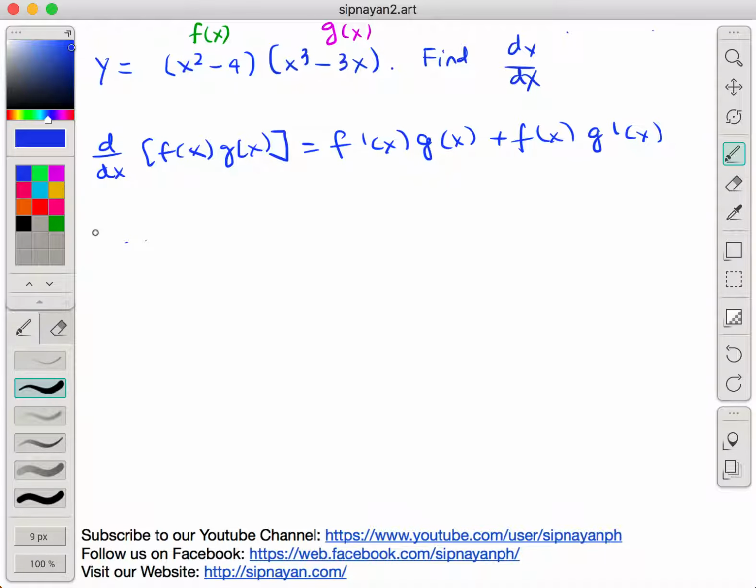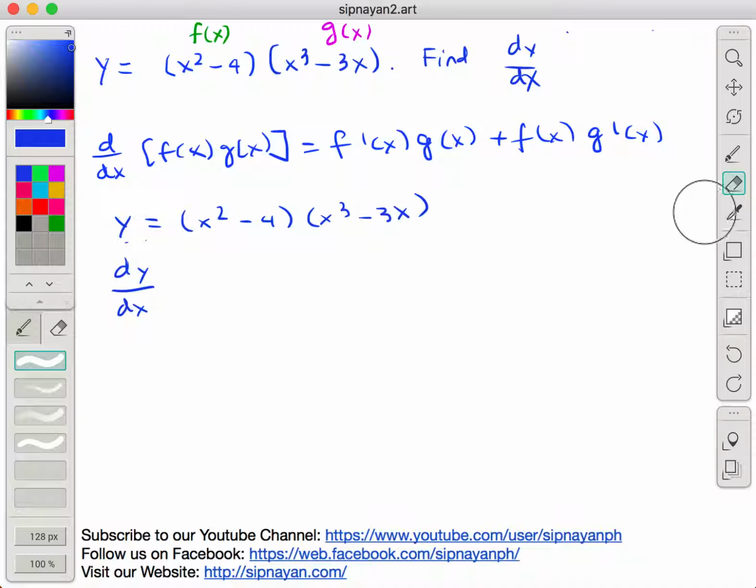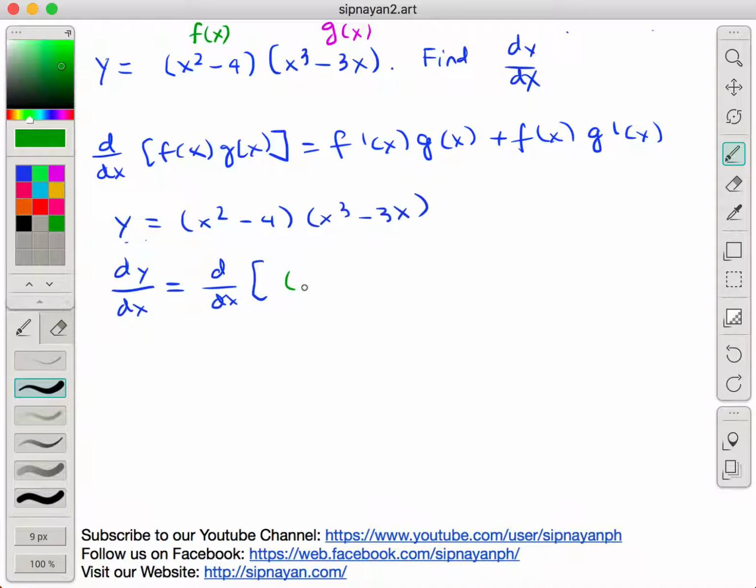So we want to get the derivative of y, where y is equal to x squared minus 4 times x cubed minus 3x. If you want to get the derivative of the function, this is dy dx. Actually, d/dx of y is the same as dy dx. So we want to get the derivative of d/dx of x squared minus 4 times x cubed minus 3x.